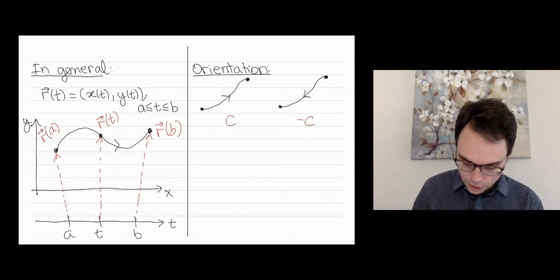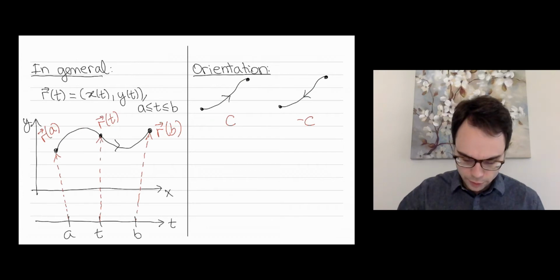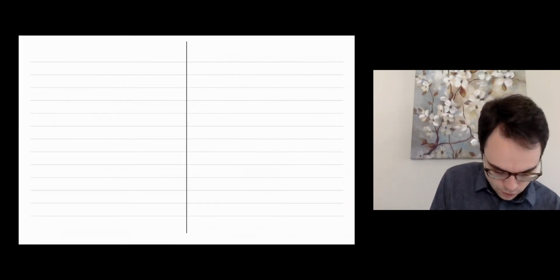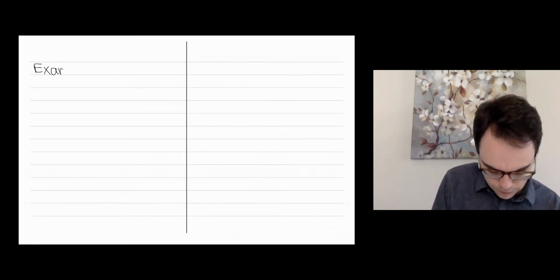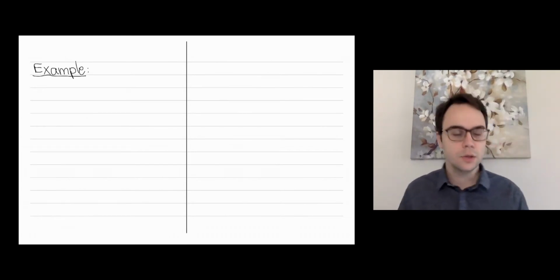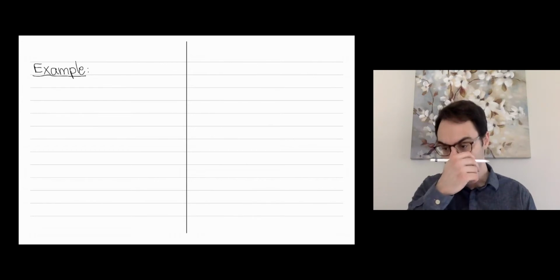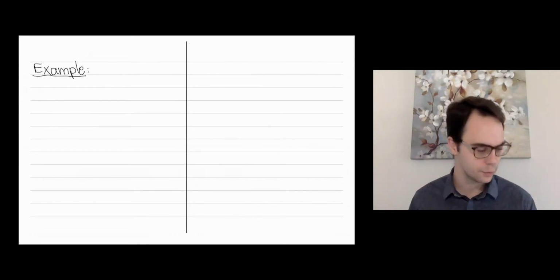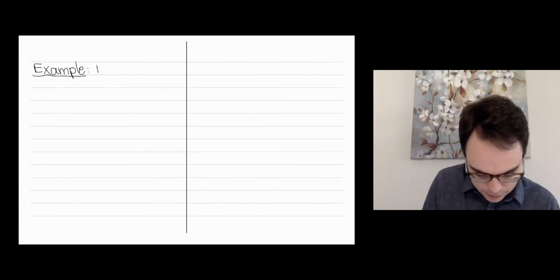Okay, so let's do some examples of parameterizations. And this is tricky. I give you a curve, and your job is to find a parameterization. You have to do it in order to be able to set up an integral afterwards. So let's say we have an ellipse.